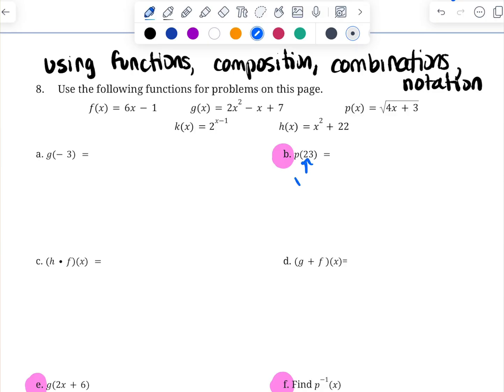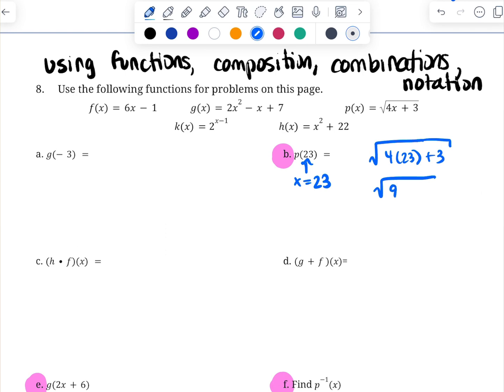Okay, so P of 23. I think pretty much everybody has a pretty good handle that if there's a number in the parentheses, you put it into whatever equation it's talking about. Okay, so that means I'm going to take the square root of 4 times 23 plus 3, which is going to get me 80s, 4 times 20, plus 12.